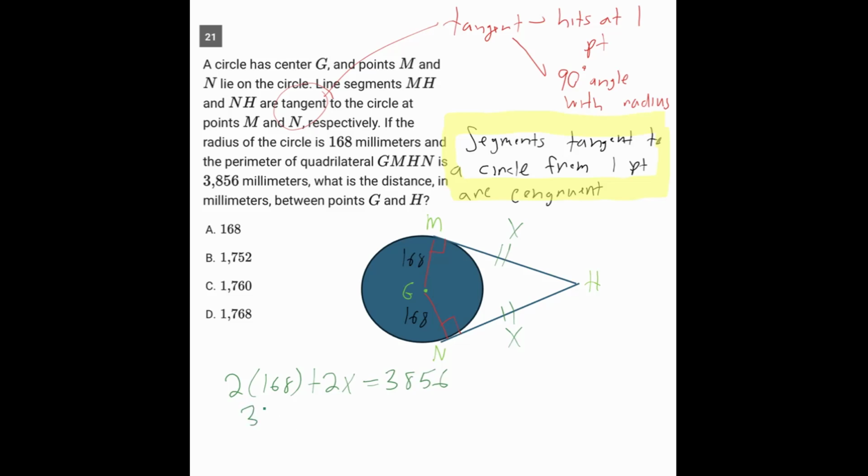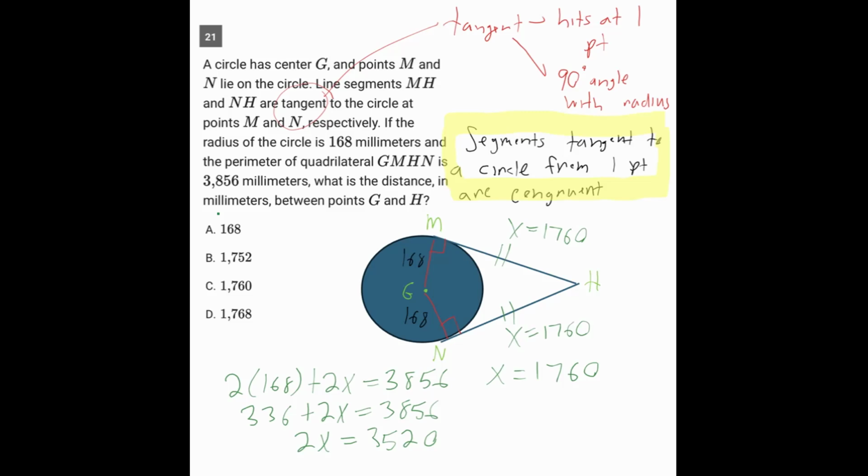And now we're just doing some mathematical solving here. So we have 336 plus 2x is 3,856. Take away 336 from both sides, and we have 2x equals 3,520. Now we can divide by 2 on both sides, and we'll get 1,760. And so we just figured out the length of these two segments here.